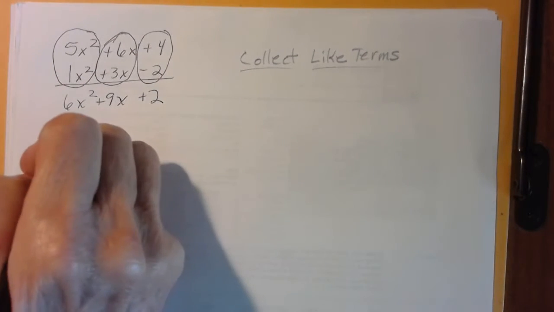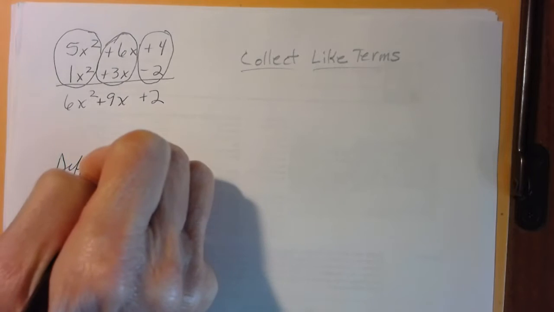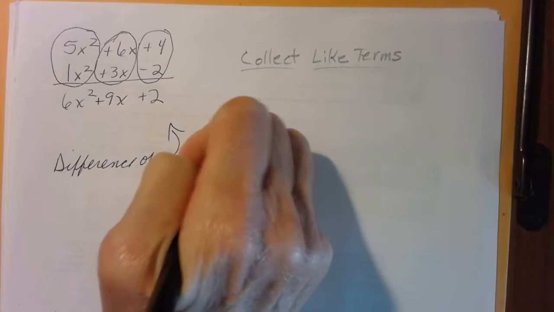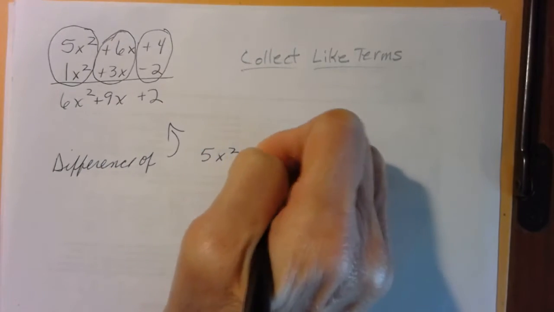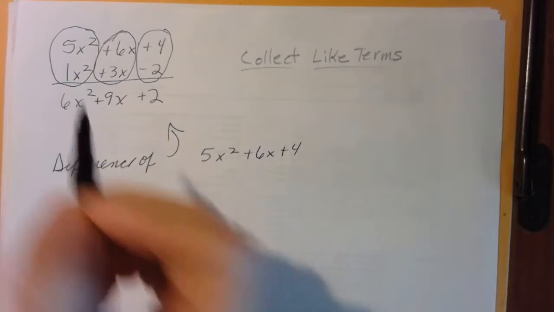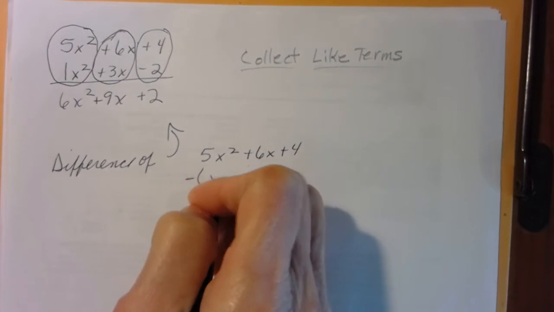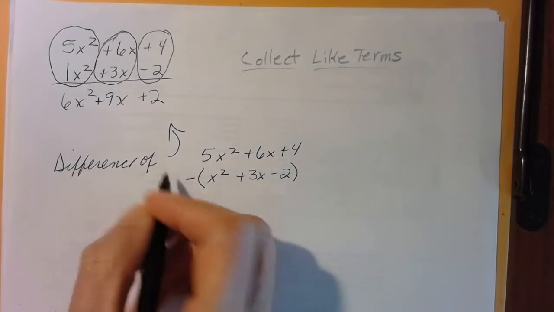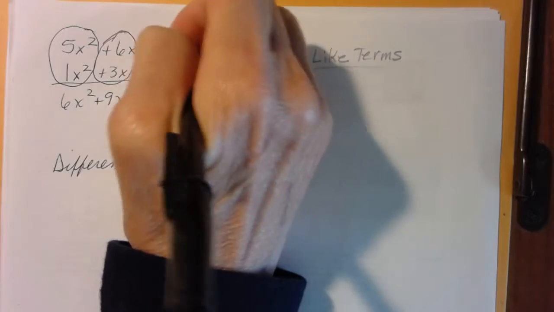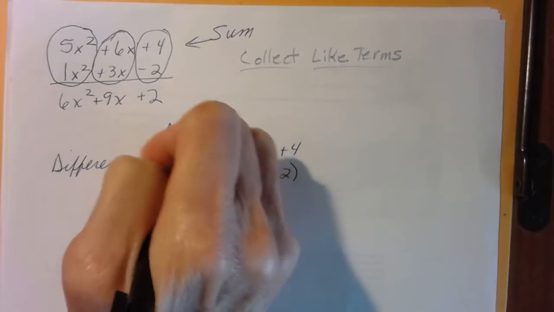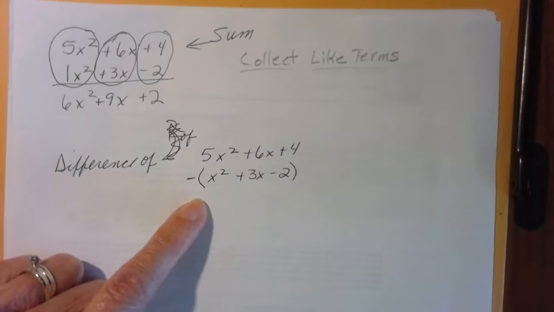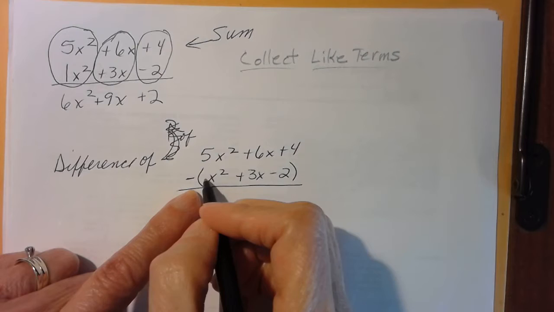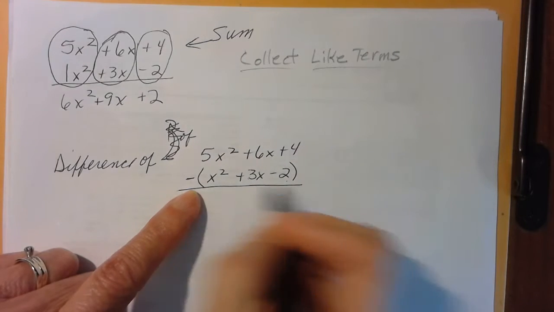Now you might have something where you're asked to find the difference of these two, which means I would be taking 5x squared plus 6x plus 4, and I'd be subtracting the second one. Let's say I'm going to be subtracting x squared plus 3x minus 2. That's what difference would mean. This was sum. Okay, so if I was finding the difference of these two, you've got to figure out how to subtract that. But I'm not just subtracting the first one, I'm subtracting all of them. So I was reiterating that.